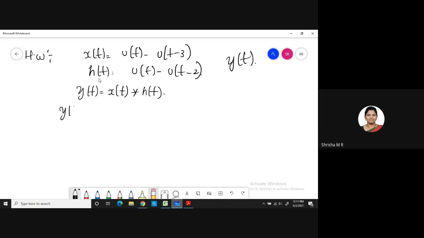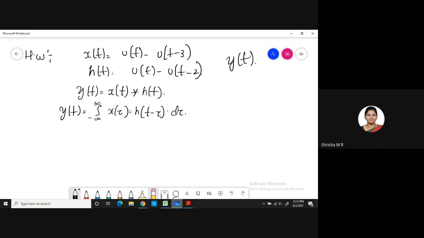So y of t, what is the equation for convolution integral? Integral from minus infinity to infinity of x of tau into h of t minus tau into d tau, right? So this is the convolution integral equation. Now we'll substitute the values of x of tau and h of t minus tau.